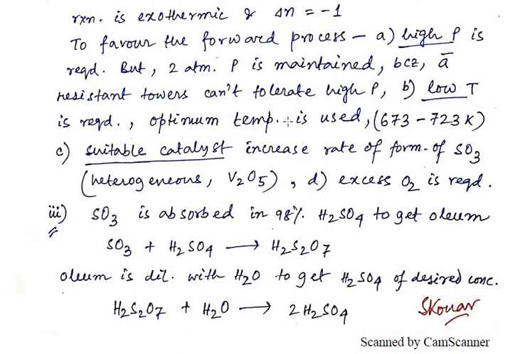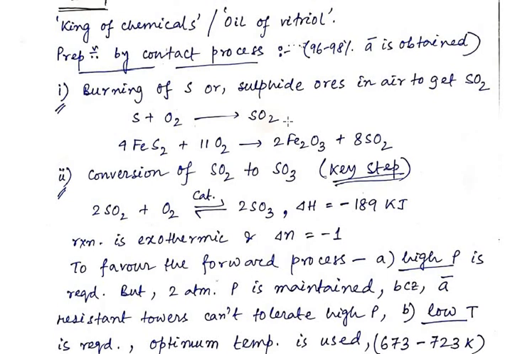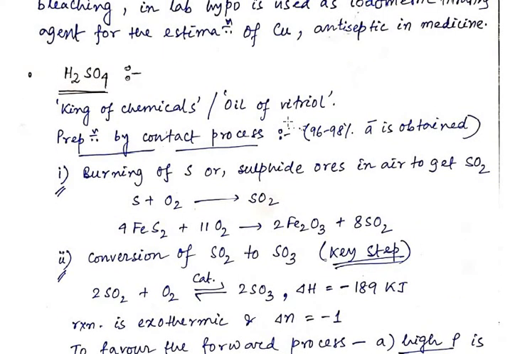So in the last step, we have to dissolve the H2S2O7 or the oleum into water, and finally we get the sulfuric acid or the oil of vitriol or the king of chemicals. Okay, so that is mainly the synthetic procedure for the preparation of H2SO4 by using the contact process, and in this process we can get 96 to 98% sulfuric acid.